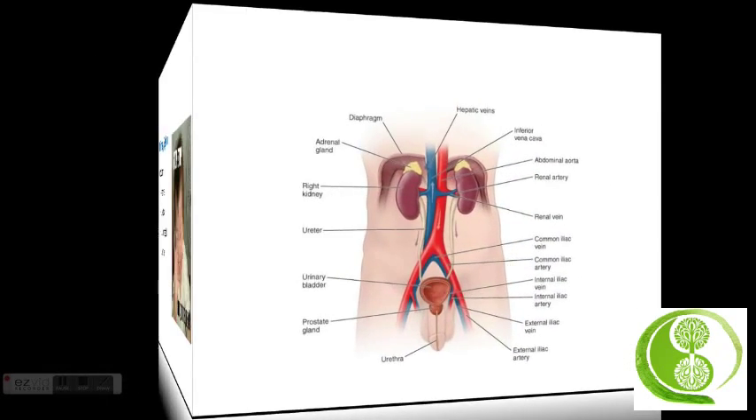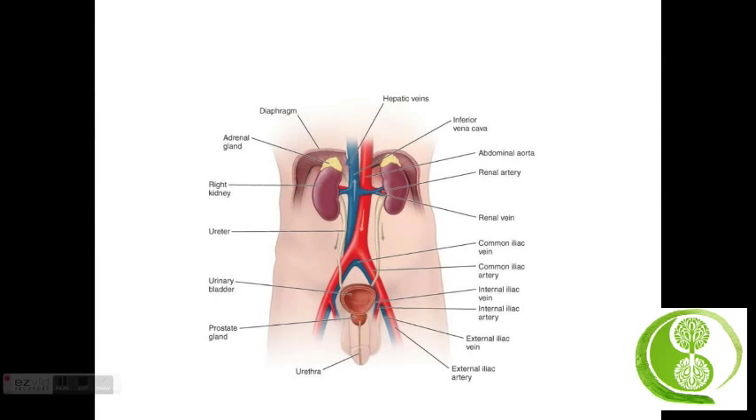So this is a diagram of the urinary system. Of course, you have the kidneys sitting here below the diaphragm. On top of the kidneys, these little hat-like objects are the adrenal glands. Then you have your ureter, the 12-inch tube running from the kidney to the bladder. This is your bladder, and the prostate gland if you're male. And then the urethra runs from the bladder to the external portion of your body.